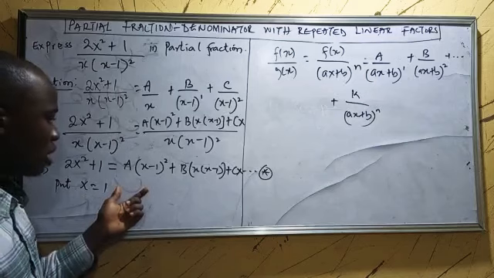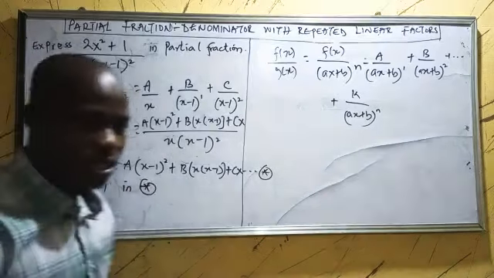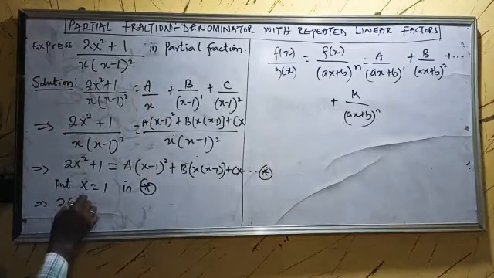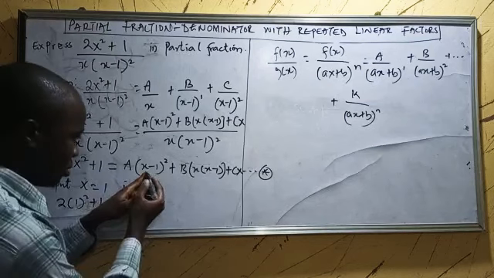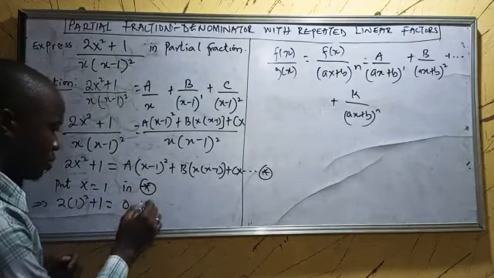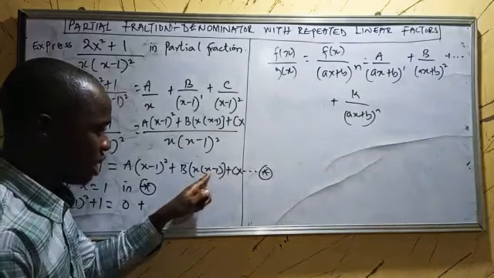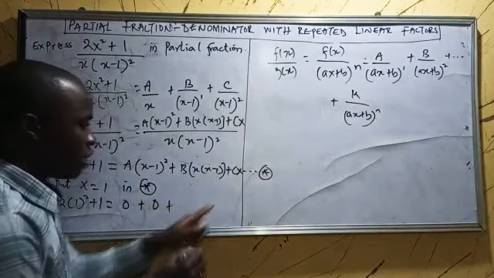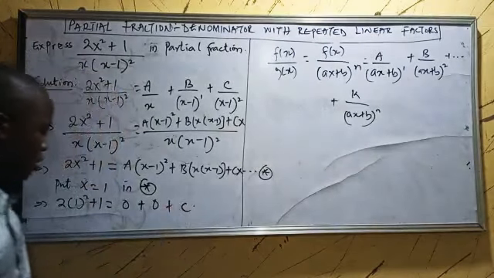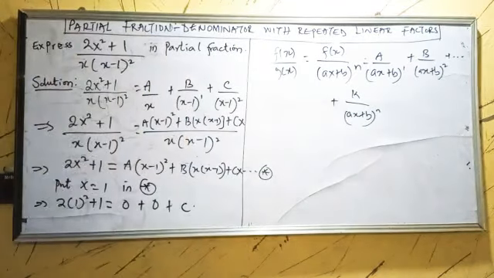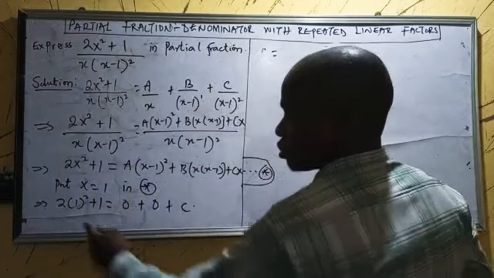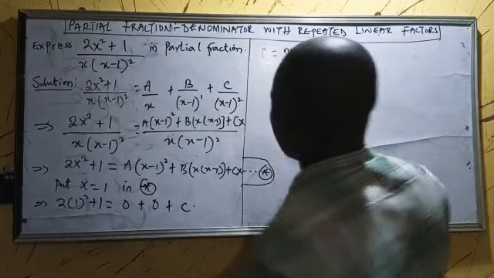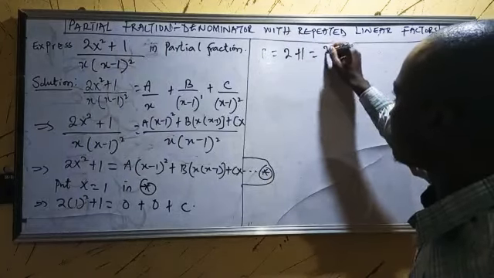Put x equals 1 in star. You can see we have 2 times 1 squared plus 1 on the left. On the right, if you put 1 here, 1 minus 1 is 0, so everything will be 0 here. Plus, if you put x equals 1 here, we have 1 minus 1, which is 0, so everything will be 0 here. Then if you put x equals 1 here, we have c times 1, which is c. So we have 0 plus 0 plus c, so everything will be c here. So c equals 2 times 1 squared plus 1, which is equal to 3. So c equals 3. Are you getting it now?